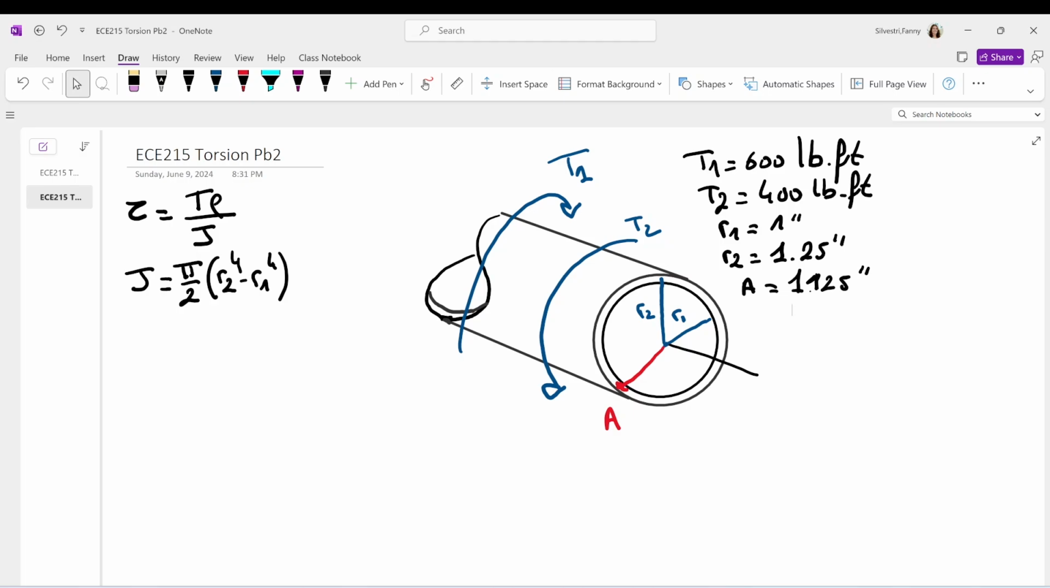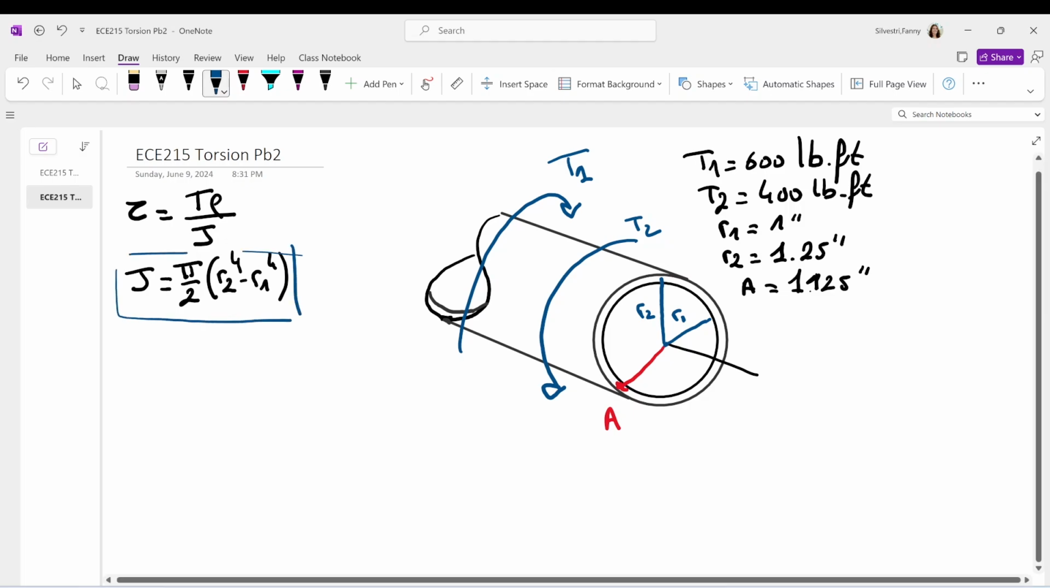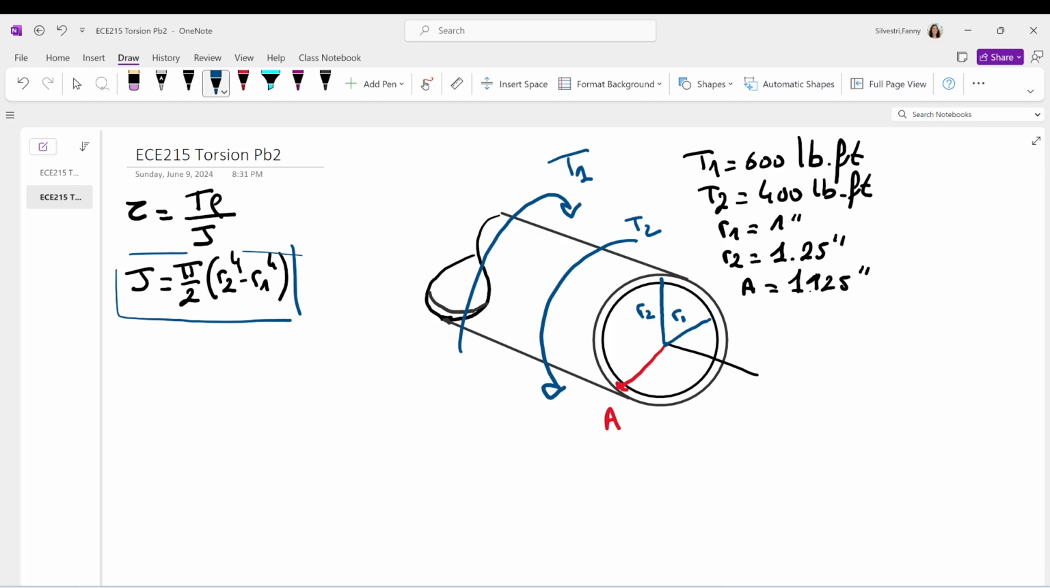So what will change is first, the equation for the polar moment will be that one, pi divided by 2 times the R2 at the fourth minus the R1 at the fourth. We need to remove the polar moment of the inside. And second, we have 2T.